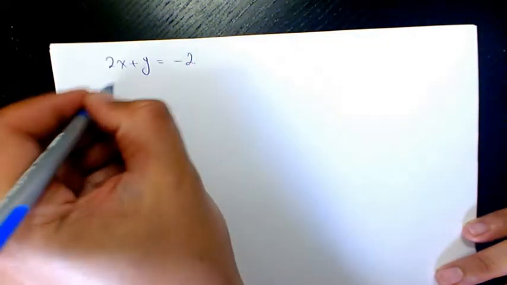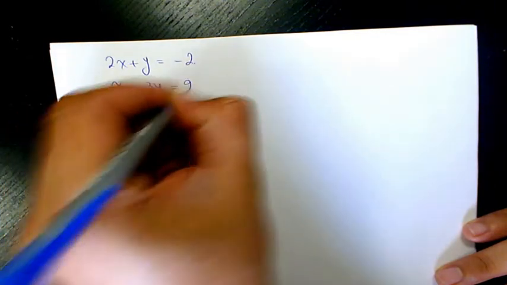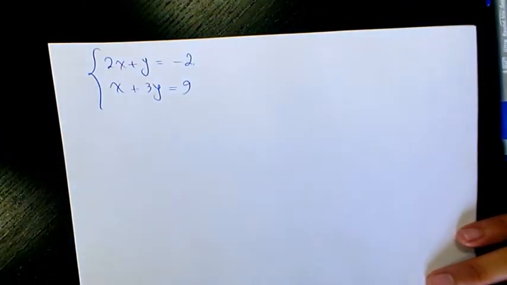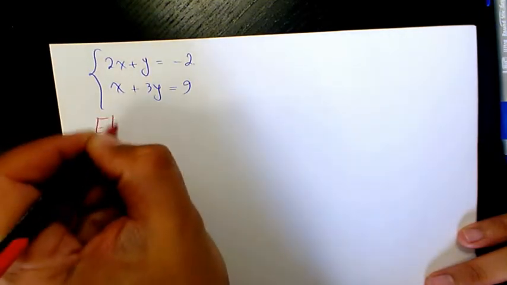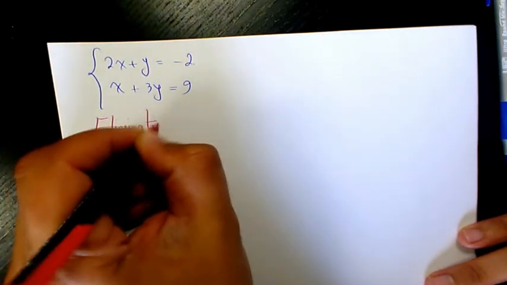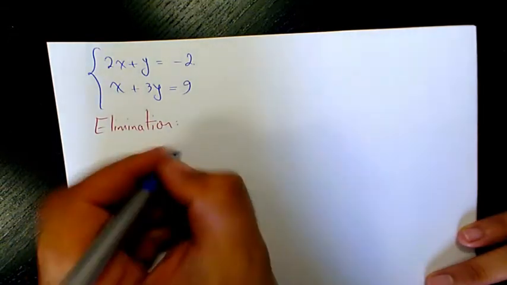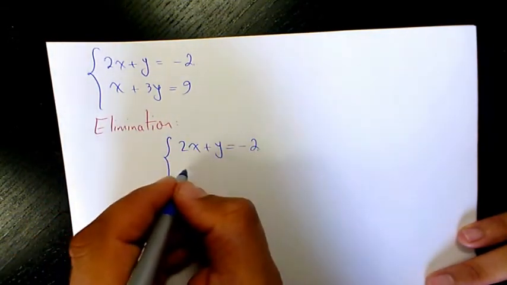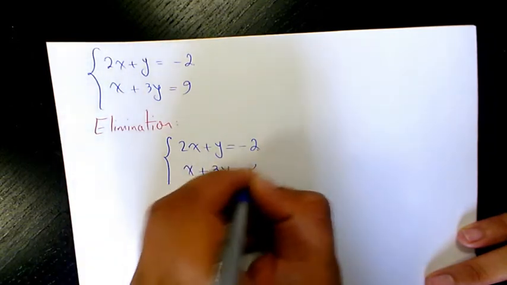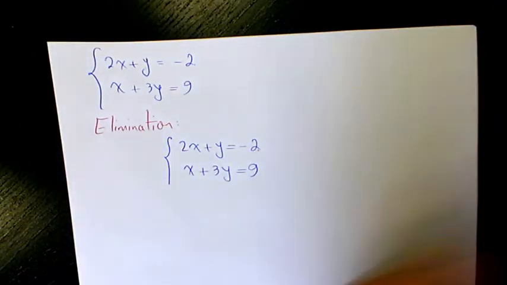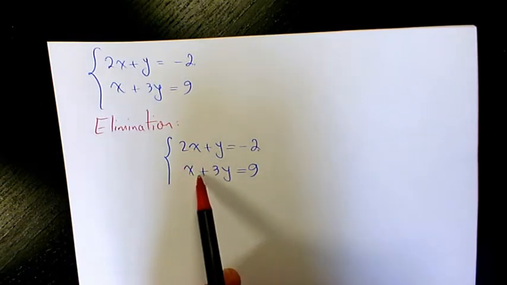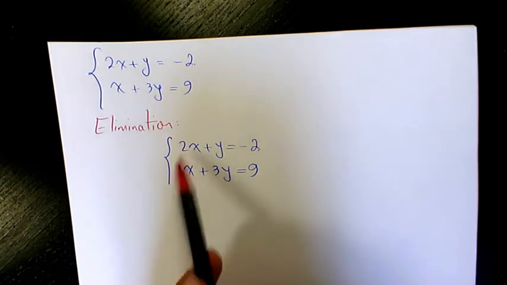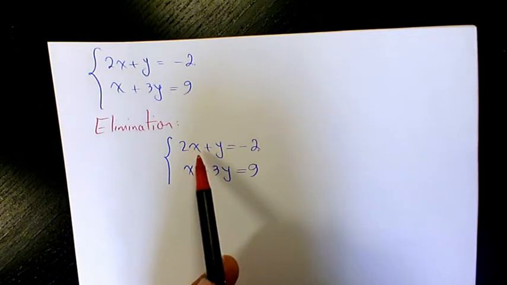Next example, it says 2x plus y equals negative 2, x plus 3y equals 9. So again, I'm going to use elimination method. We need to decide if we want to eliminate x or eliminate y. Let's say you want to eliminate x. In order to eliminate x, you need to multiply the second equation by -2. So it's going to be -2x, and here is going to be +2x. When you add them, it's going to be 0.